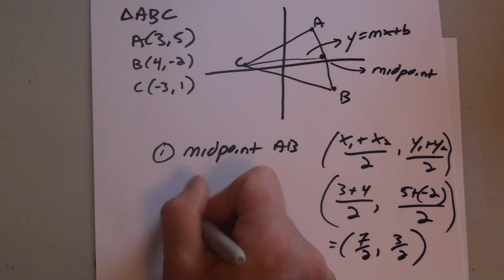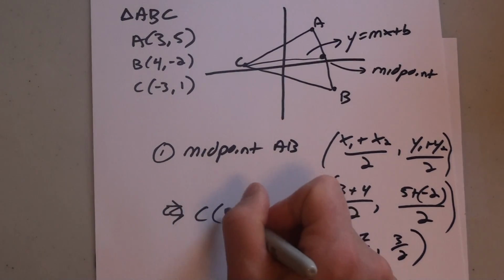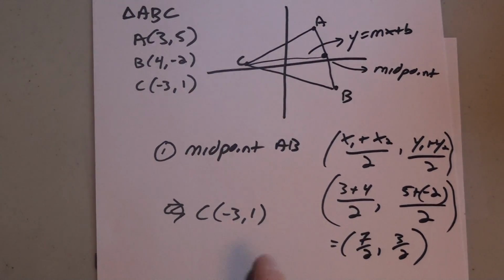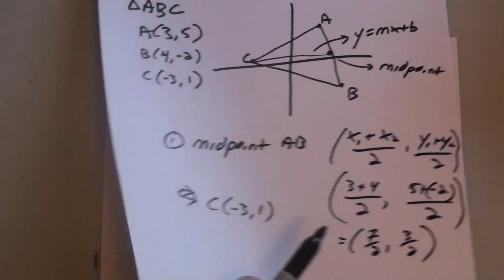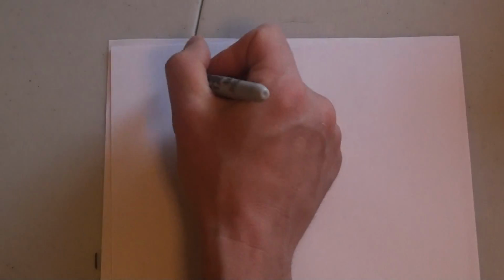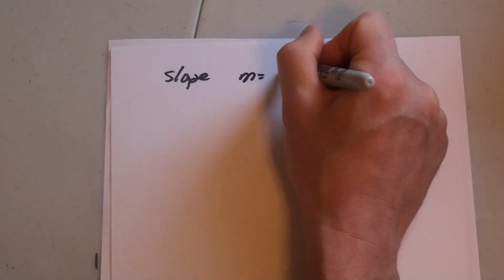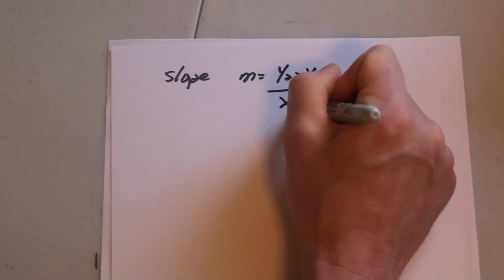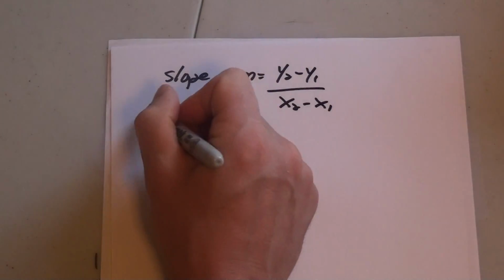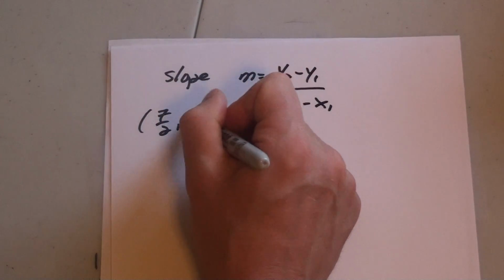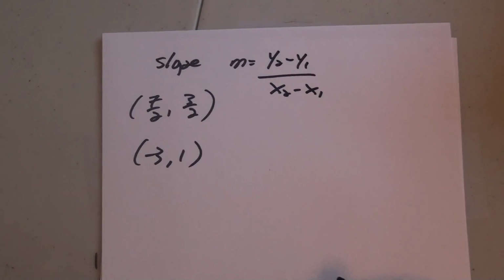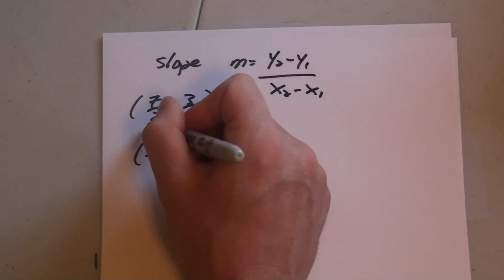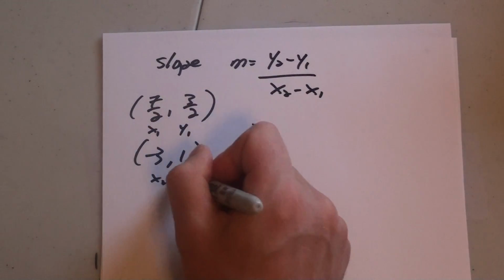And I have point C, which is the point negative 3 and 1. Now it becomes a matter of coming up with an equation involving these 2 points. To find an equation, I first need to have my slope. I'm going to use the slope formula, m equals y2 minus y1 divided by x2 minus x1. I want to put the points 7 over 2 and 3 over 2 and the point negative 3 and 1 into my slope formula.